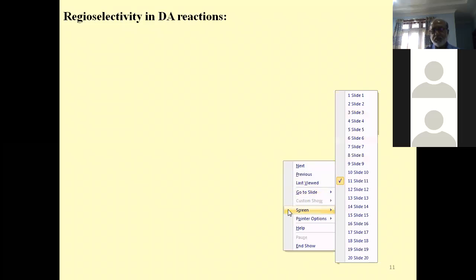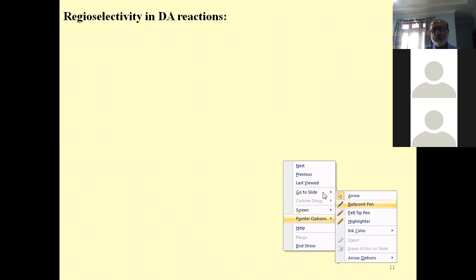Now we come to regioselectivity in the Diels-Alder reaction. The first one was stereoselectivity. Now it is regioselectivity. I think you know what regioselectivity is. Can anybody give some idea about what we mean by regioselectivity? Hello? Can you give some idea about regioselectivity?